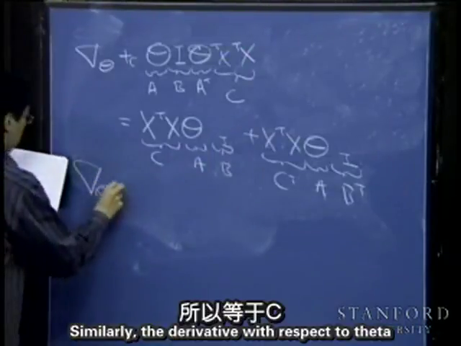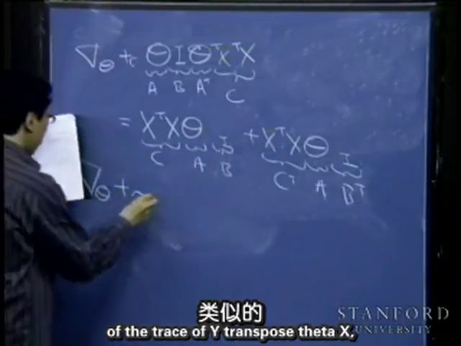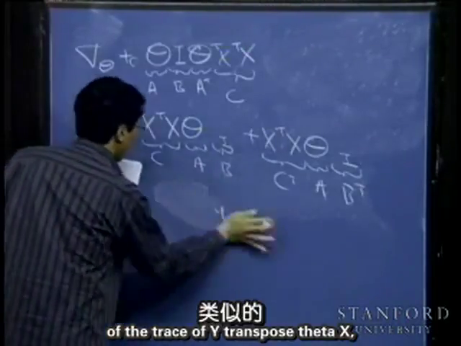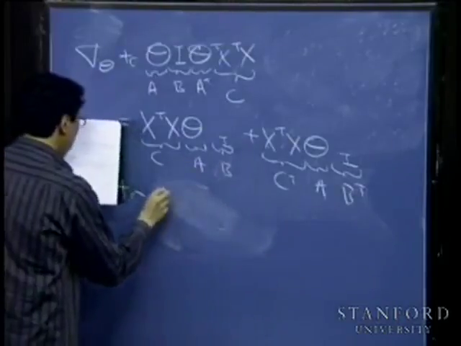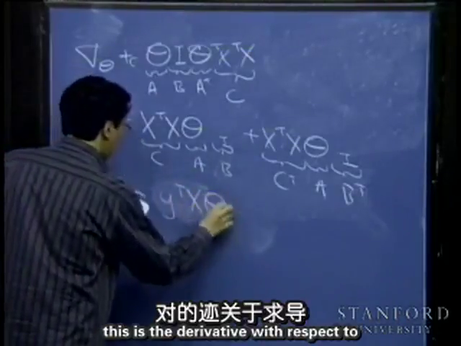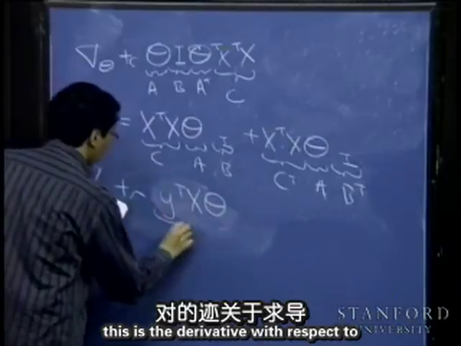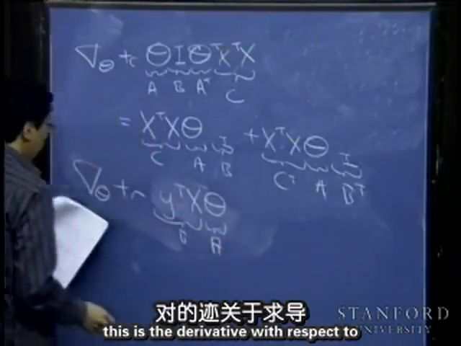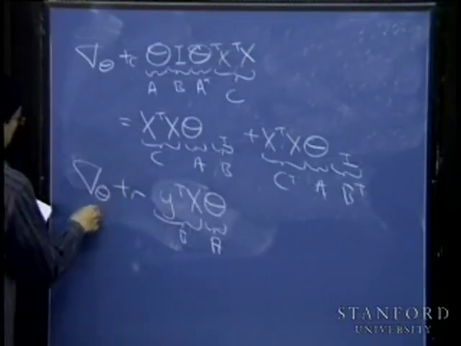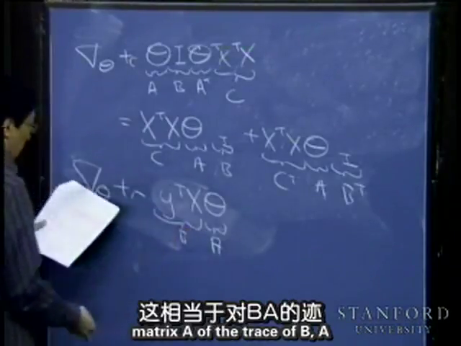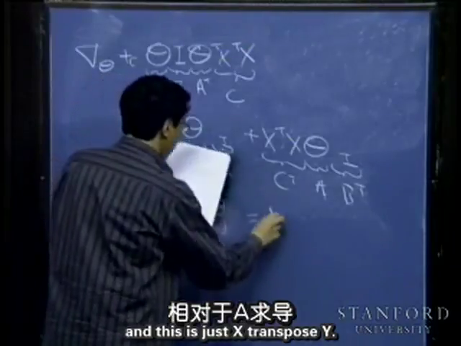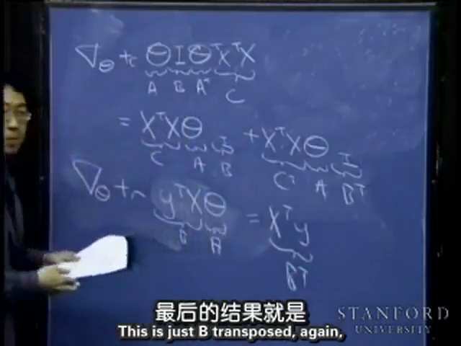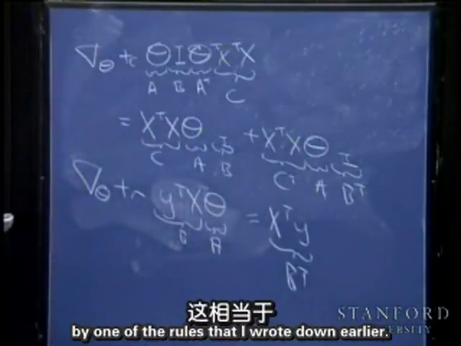Similarly, the derivative with respect to theta of the trace of y transpose theta x, this is the derivative with respect to a matrix A of the trace of BA, and this is just x transpose y. This is just B transpose by one of the rules that I wrote down earlier.